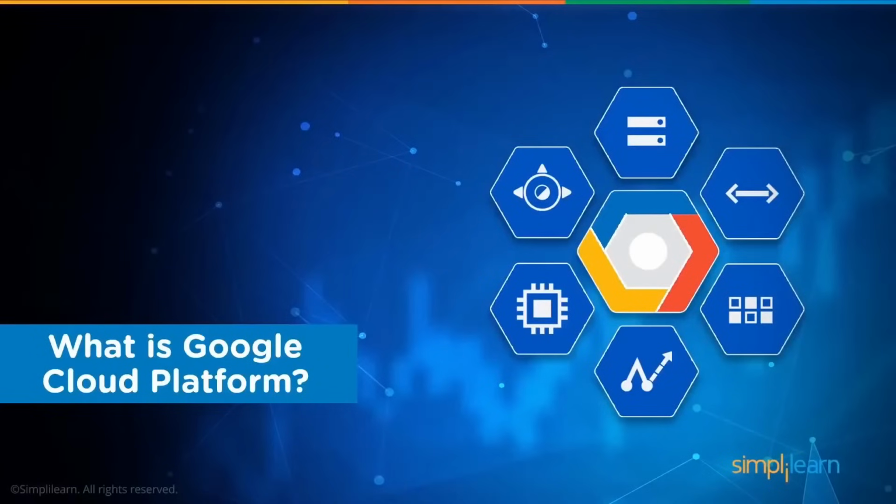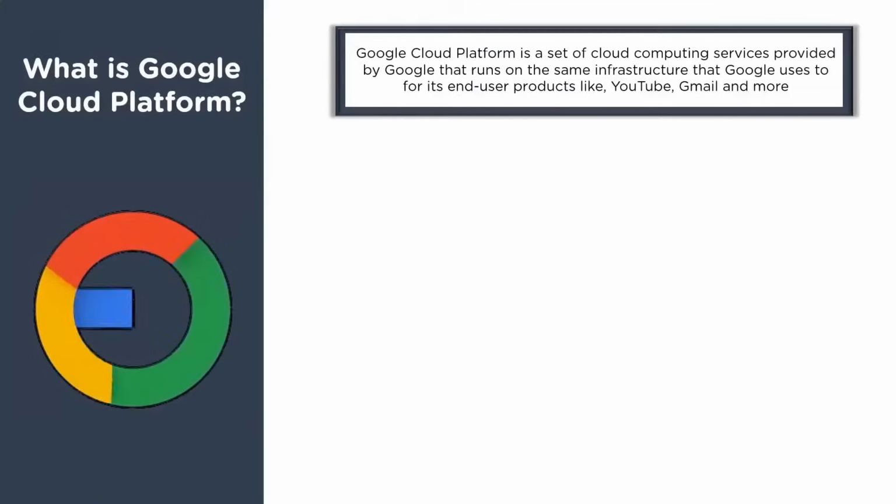Now, there are various other services which we can use from Google Cloud Platform. But let's understand what is Google Cloud Platform and what are some of the services. Even the services which are not listed here can be found in your console from Google Cloud. So what is Google Cloud Platform? GCP is a set of cloud computing services provided by Google that runs on the same infrastructure, as I mentioned, that Google uses for its end user products like YouTube, Gmail, and even Google Search.